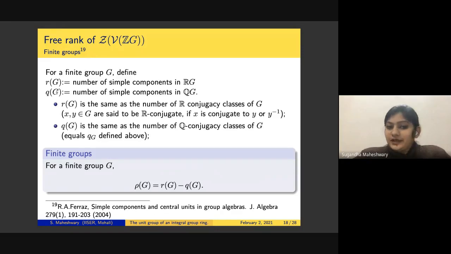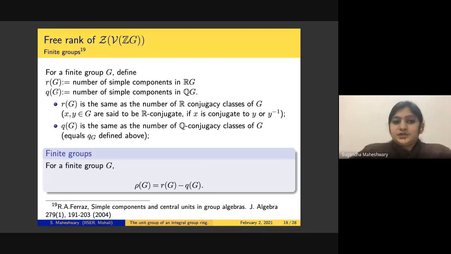Then for this finite group, the rank is given as the difference between these two: the number of simple components in RG and the number of simple components in QG. So in a way, if one knows the Wedderburn decomposition of RG and QG, or just the number of simple components occurring here, that is also good enough to know the rank of this unit group, right?